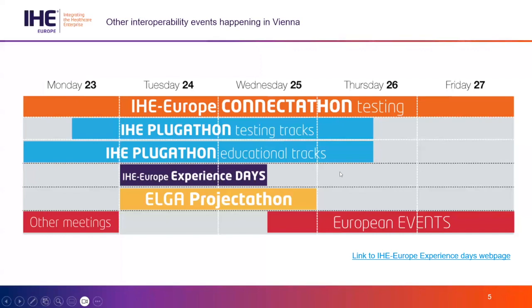The connectation is also an opportunity for IHE-Europe to organize several side events. We will have the IHE-Europe connectation from Monday to Friday, but we also have the IHE Plugathon that will be scheduled, as well as the experience days, which are a day and a half of conferences. We have a projectathon. ELGA is an Austrian project, and there might be other meetings and European events as well.